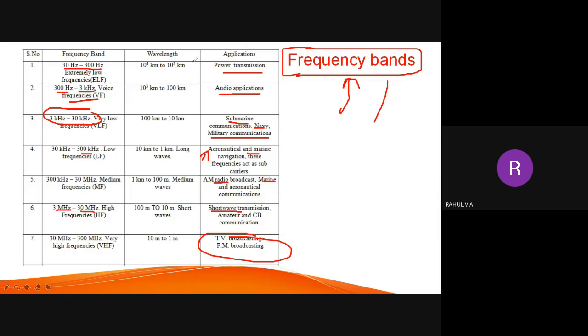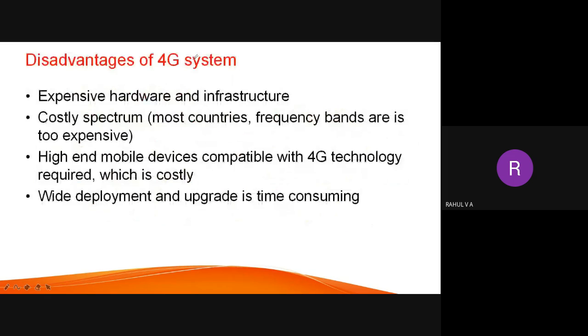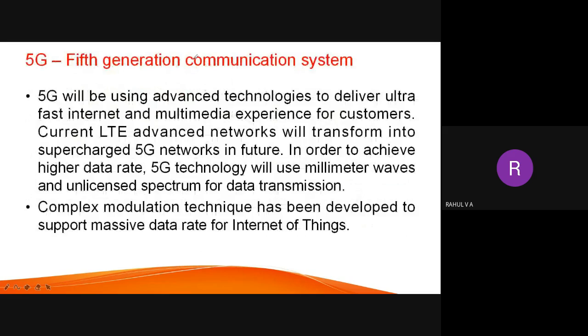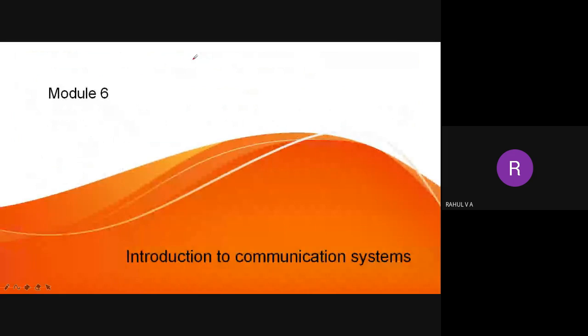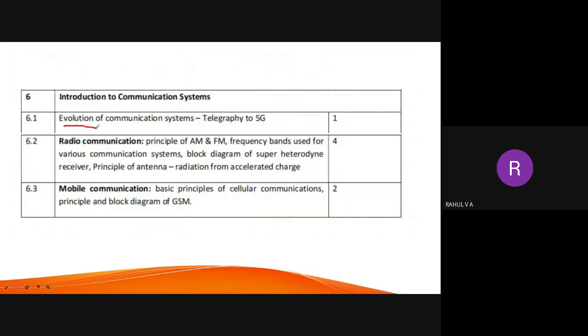Okay, we will discuss what we have learned so far from this module. Let me take the syllabus. First, we have learned the evolution of communication systems from telegraphy to 5G. Samuel F.B. Morse first invented the electronic telegraph, and from there the evolution started till 5G. 5G means ultra fast internet along with Internet of Things. That is what we discussed in the first topic.